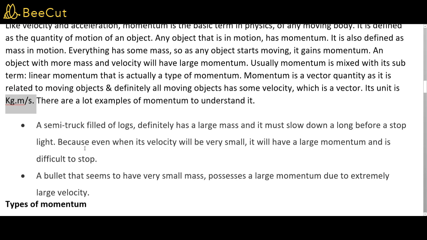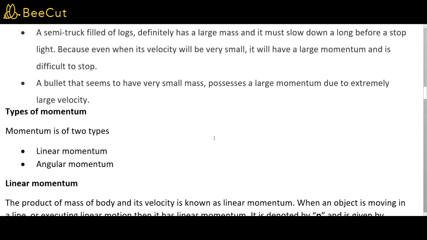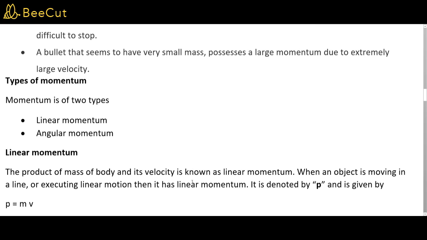For example, a semi truck filled with some load definitely has some mass, and if it is moving then it has velocity v. Any object that has velocity v, meaning it is moving, must have some momentum. If the mass or the velocity of the object is higher, it will have more momentum.